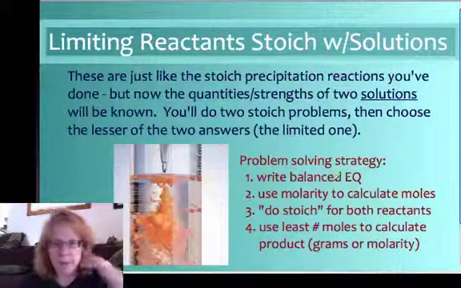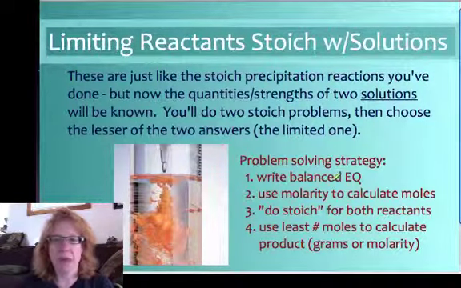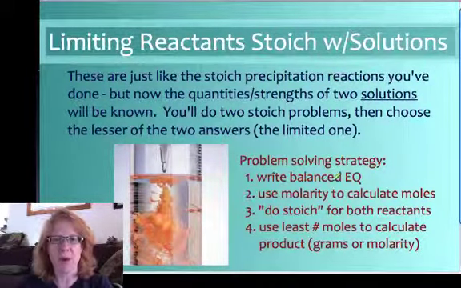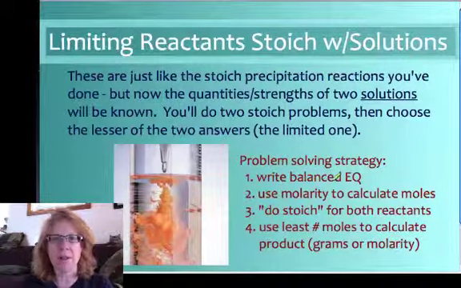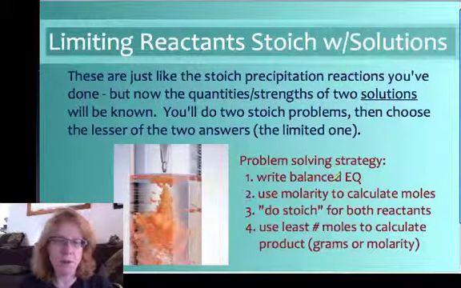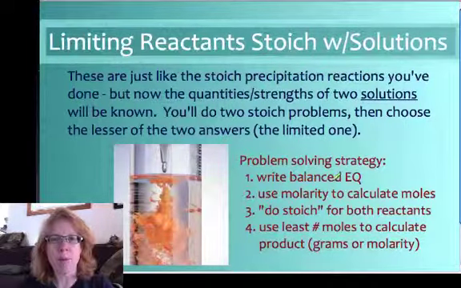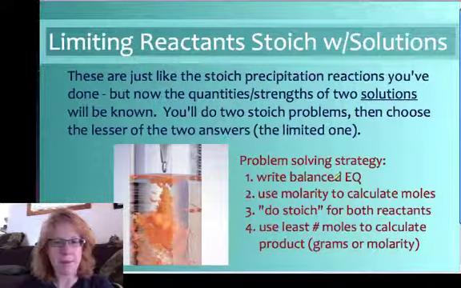So again, what's our problem solving strategy? Number one, as always, make sure you write your balanced equation, check your formulas. Number 2, you're going to use the molarity equation to figure out how many moles of each reactant you have, 2 separate molarity equations. Then you're going to do your stoich step, 2 little mini wonder fractions for both of your reactions, one for A and one for B or whatever it is. And then you're going to calculate all the way to the number of moles of whatever your product is. Then, when you've got those 2 answers, pick the least value. Whichever your least number is, that's your limited one, and then use that number of moles to calculate your final solution concentration, or your final number of grams, or whatever it is that you need.